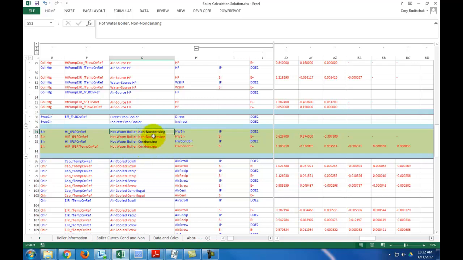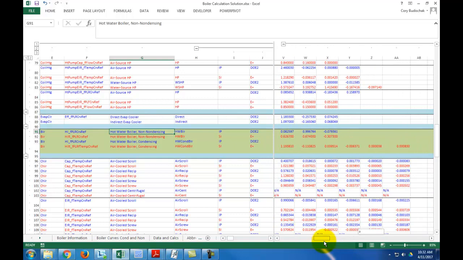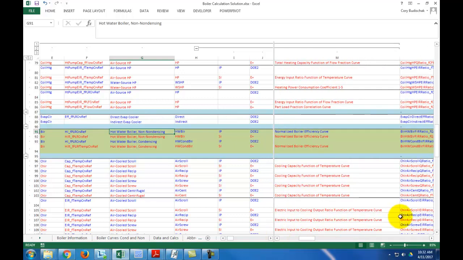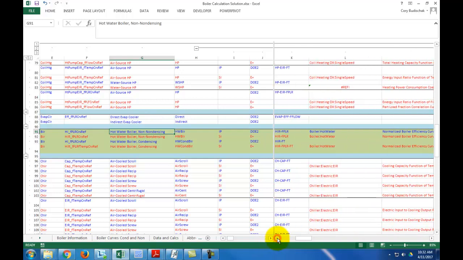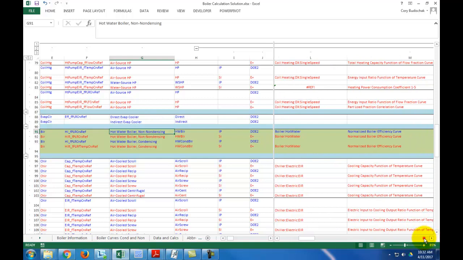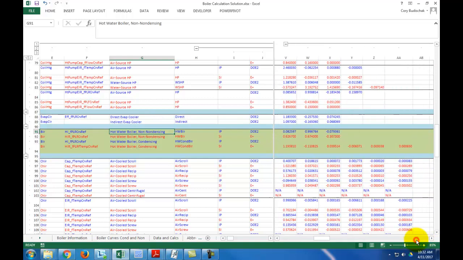And they have a hot water boiler condensing, and they have the equations for both of these. Red is the one we want to use, because we want to use the EnergyPlus versions, since I have the documentation for EnergyPlus up. These are quadratic and biquadratic, and here are the coefficients. So yeah, this is totally unusable in this form if you have never done this before.